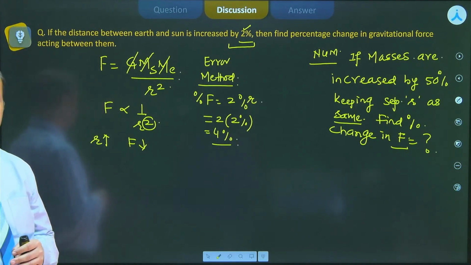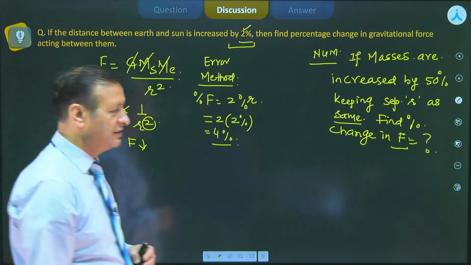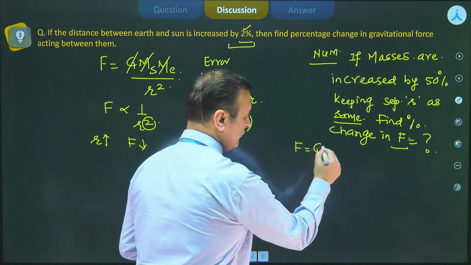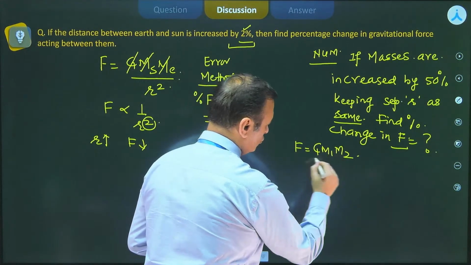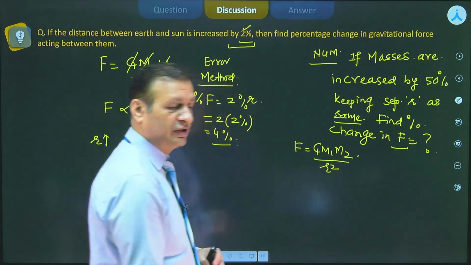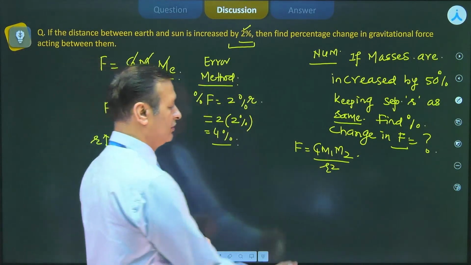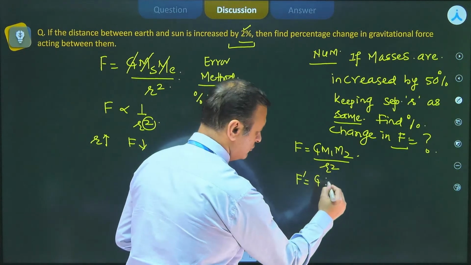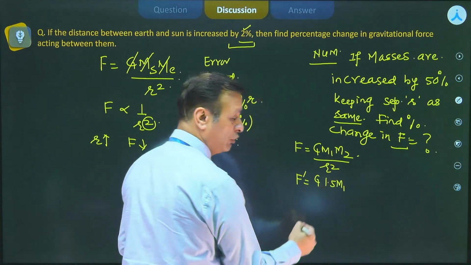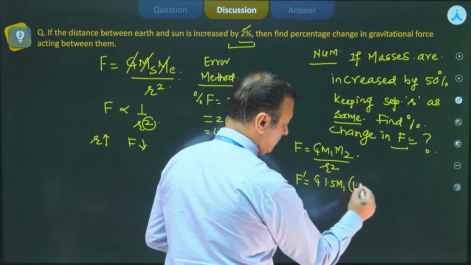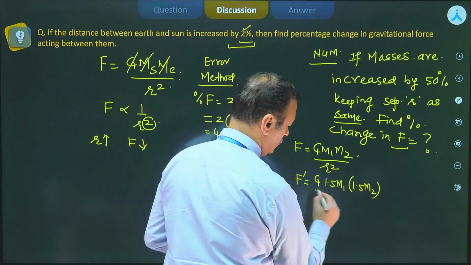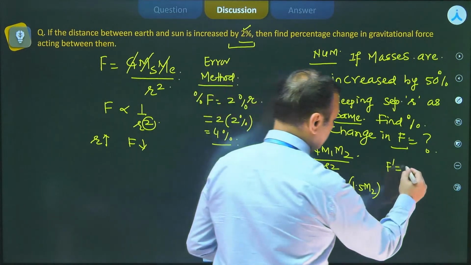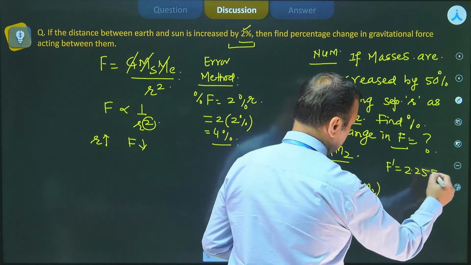And fast fire, Aditya has given me 125% increase. So let's do it. When force is F for masses 1 and 2, the formula is F equal to G m1 m2 by r square. The new force, when increased by 50%, would be G 1.5 m1 times 1.5 m2 by r square. So F dash would be 2.25 times F.